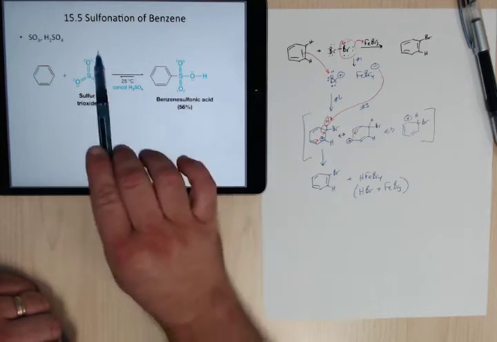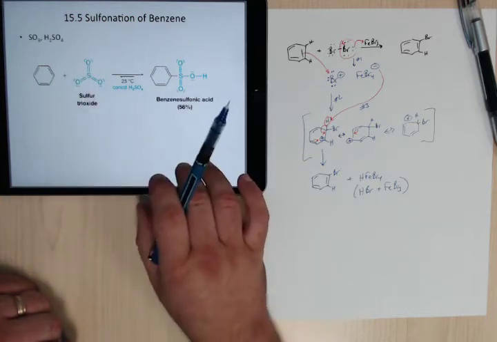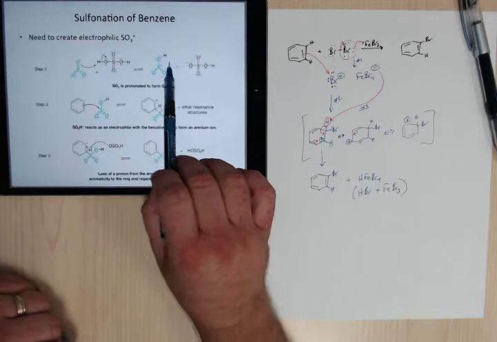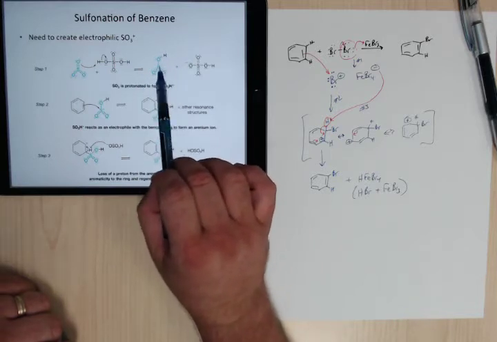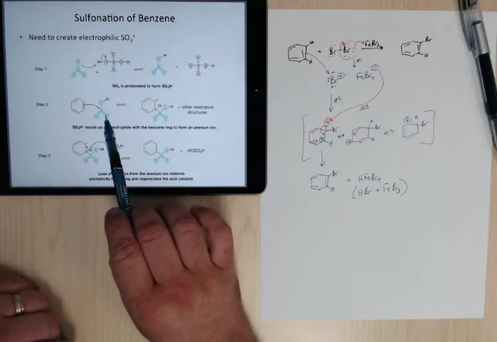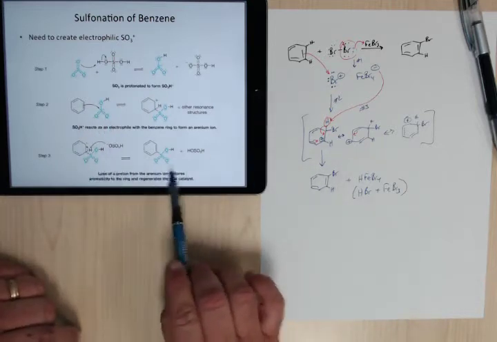SO3, again, we're going to be generating this SO3H plus, which gets attacked by the benzene. Same steps.